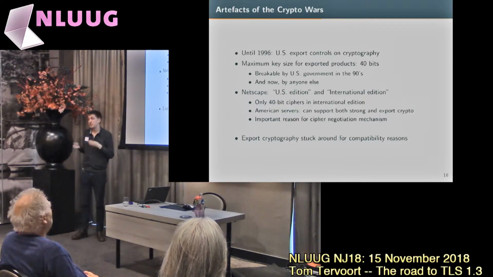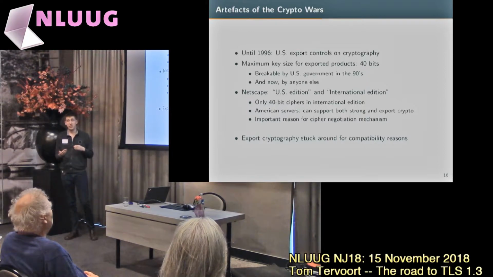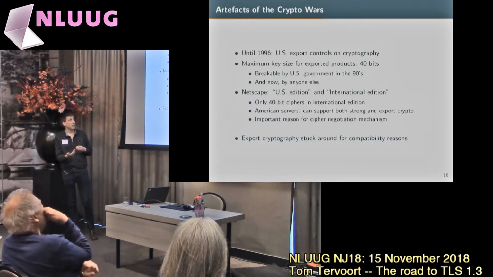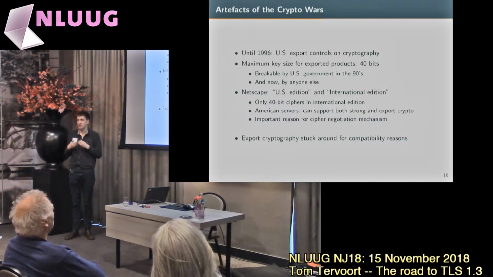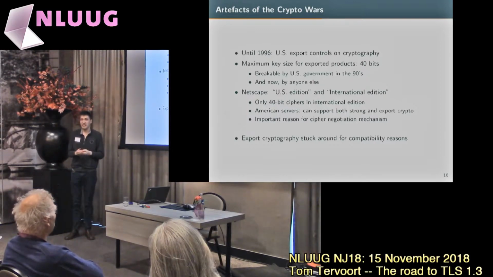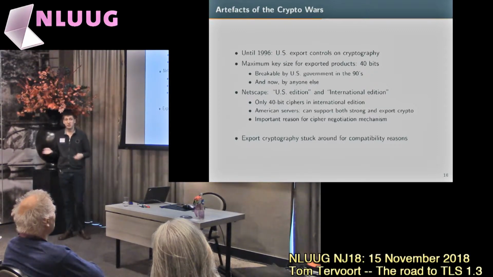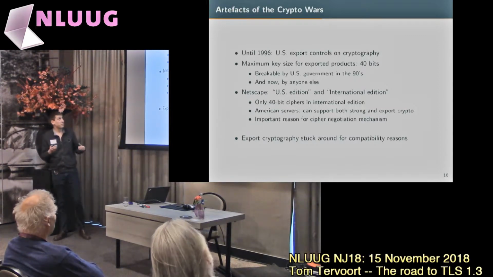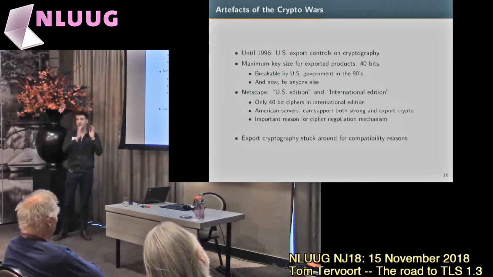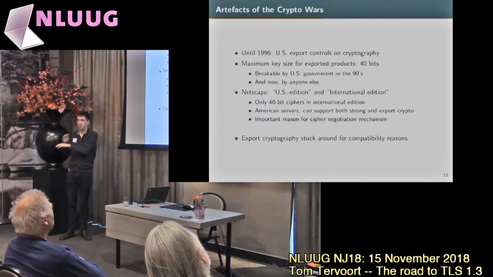But not all weaknesses in the protocol were introduced by mistake. Some were also introduced intentionally, because in the 90s, when SSL was initially designed, it was still illegal to export strong cryptography from the United States. So this caused a bit of a problem for Netscape, because they also wanted to have the browser be used abroad. So Netscape created two editions of the browser, the US edition that had strong cryptography, and the international edition that did not have strong cryptography.